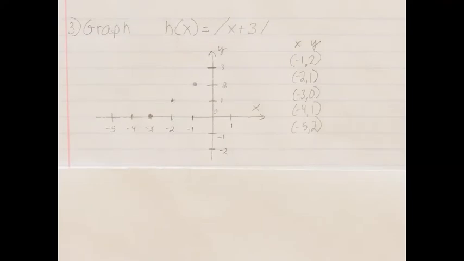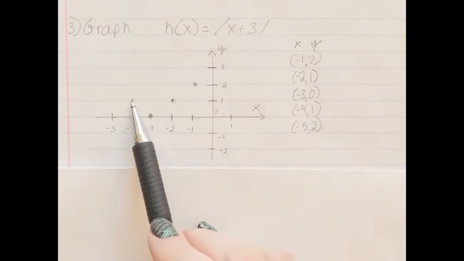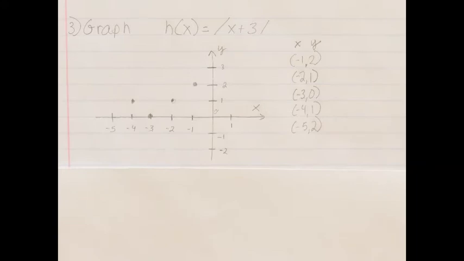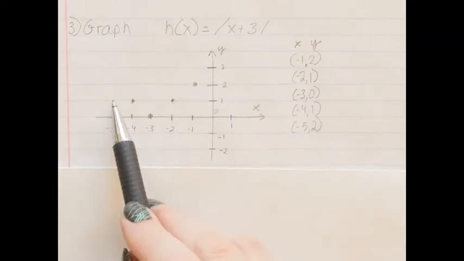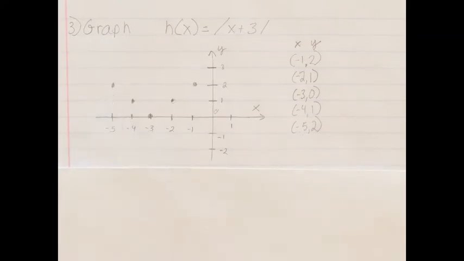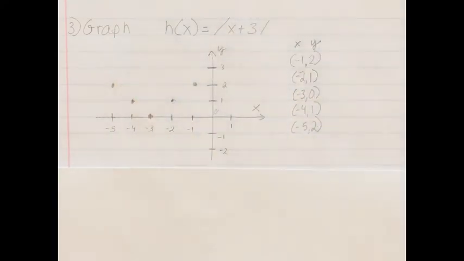Next number is -4, 1. So on the x-axis, I go to -4. And then my y value says I go to +1, so I just mark my point. -5, 2, x is -5. From -5, I go up 2 units. And if you notice on the graph, I have formed a V graph just like I said we would.